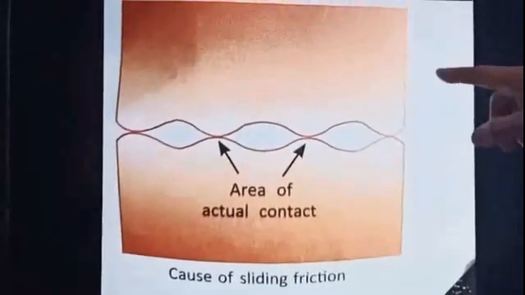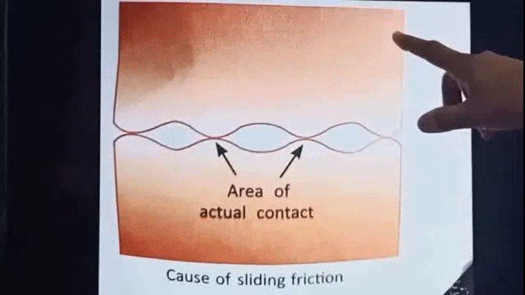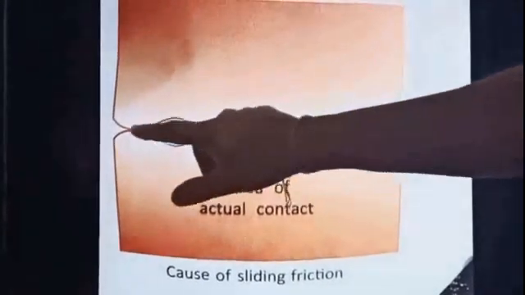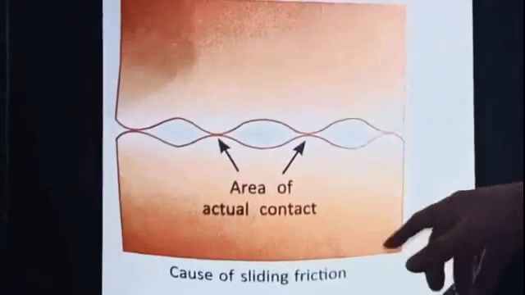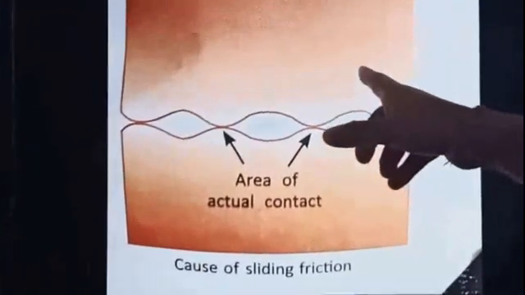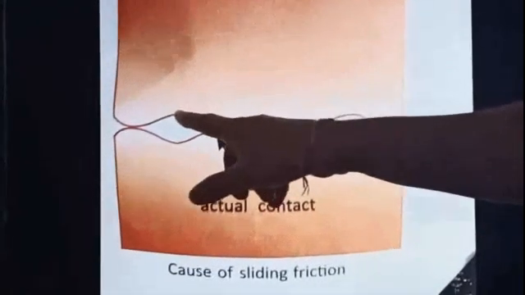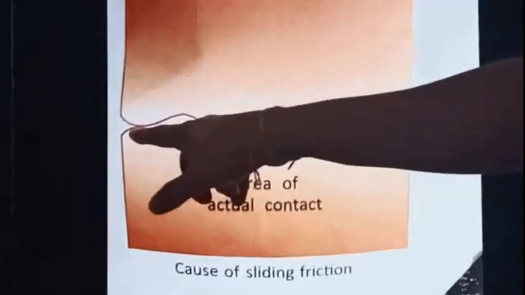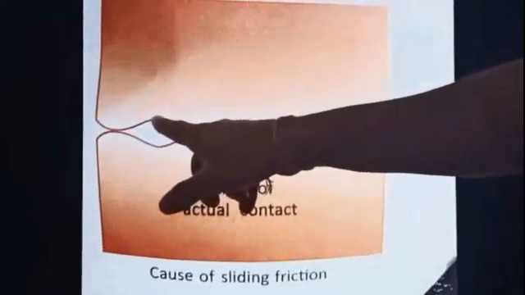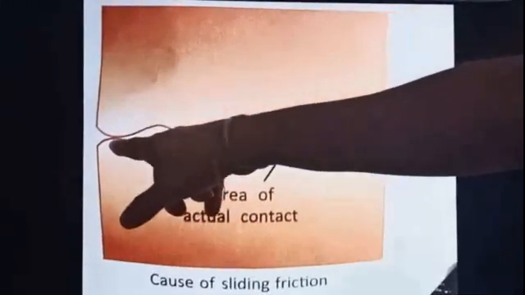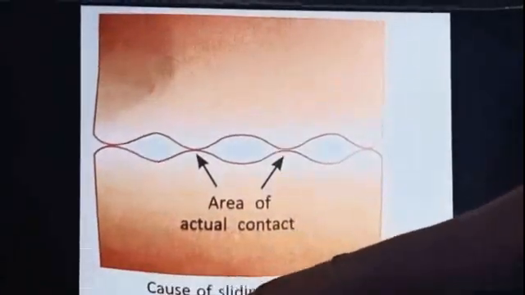In this diagram, we see that two surfaces in contact have irregularities. Now, when one object is moving over the surface of another object, the irregularities of one surface are interlocked with the irregularities of the other surface. That is, depressions of one surface are interlocked with the bumps of the other surface, which is the basic cause of the friction.